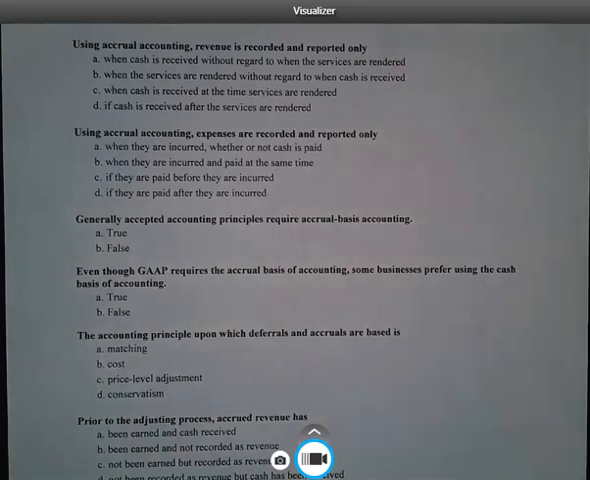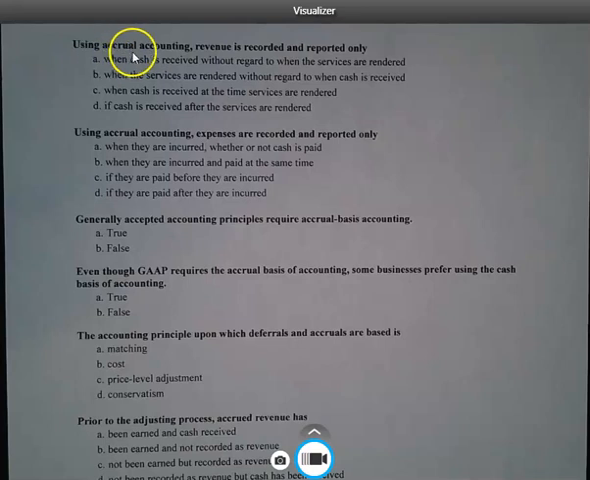Let's look at our first handout and see what we can come up with here. It says, using accrual accounting, revenue is recorded and reported only, and then we have 4 choices. When cash is received without regard to when the services are rendered, when the services are rendered without regard to when cash is received, when cash is received at the time services are rendered, and if cash is received after the services are rendered. Okay, so just a little bit of a review.